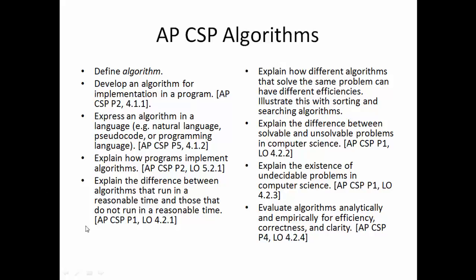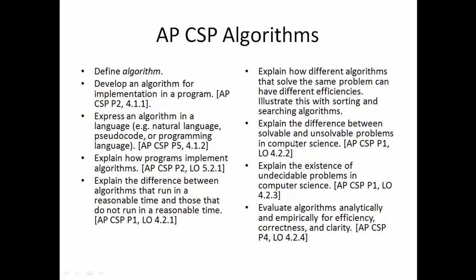Explain the difference between the algorithms that run in reasonable time and those that don't. That was that last slide talking about intractable problems and how we sometimes have to use heuristics. Explain how different algorithms solve the same problem but have different efficiencies. We saw two examples. Linear search was less efficient than binary search. Selection sort was, at least in the average and best case, less efficient than insertion sort.